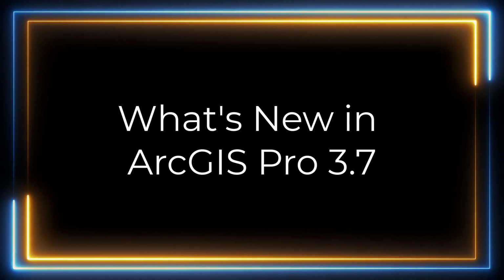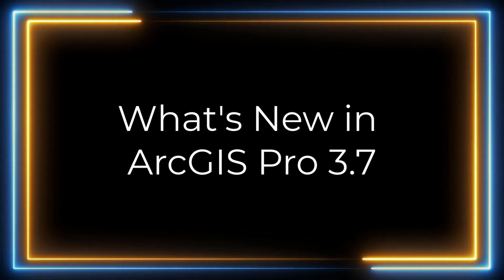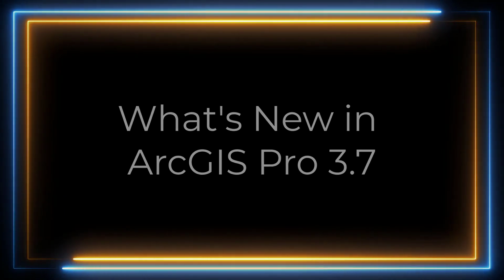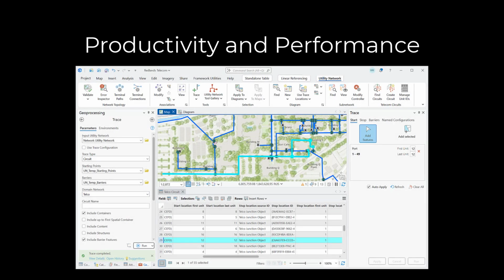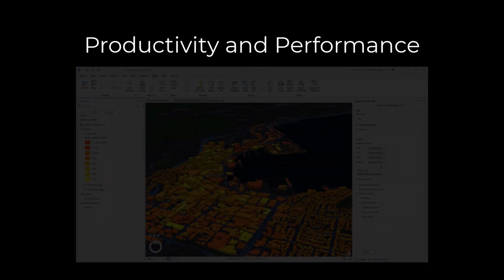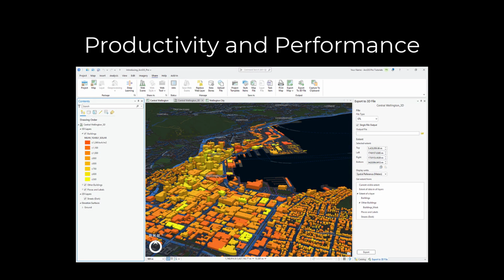Today I will be showing you the top items that were added in ArcGIS Pro 3.7. This release focuses on productivity and performance. Notable improvements include the addition of telecom domain networks and the ability to export local scenes to 3D formats.